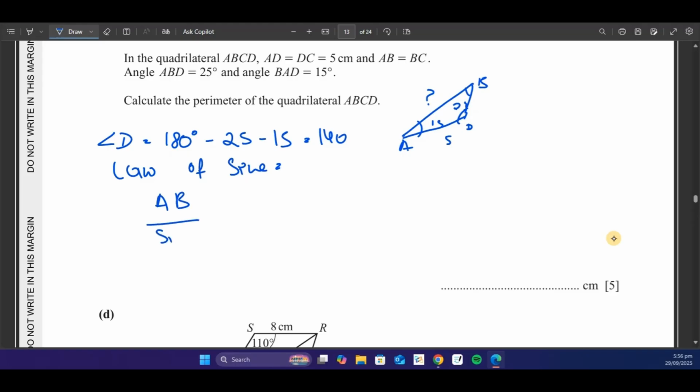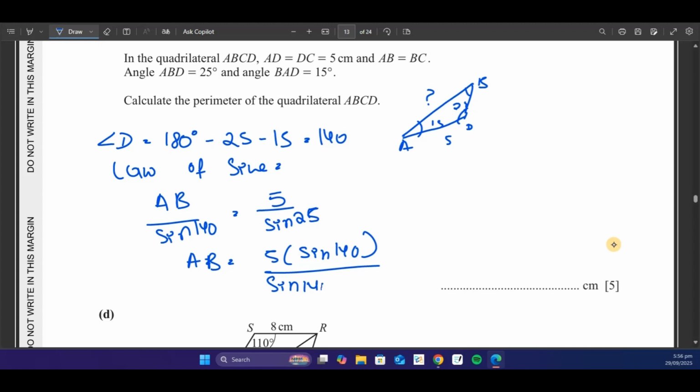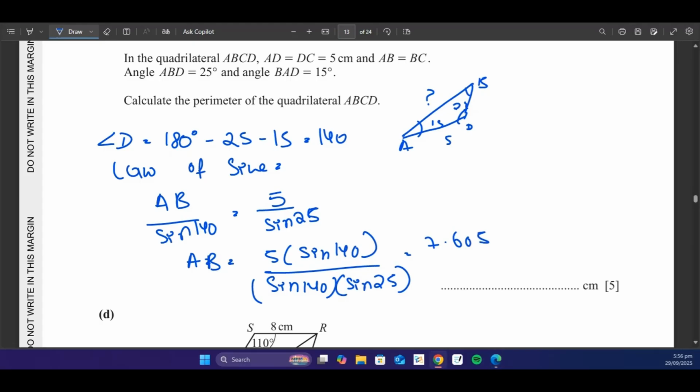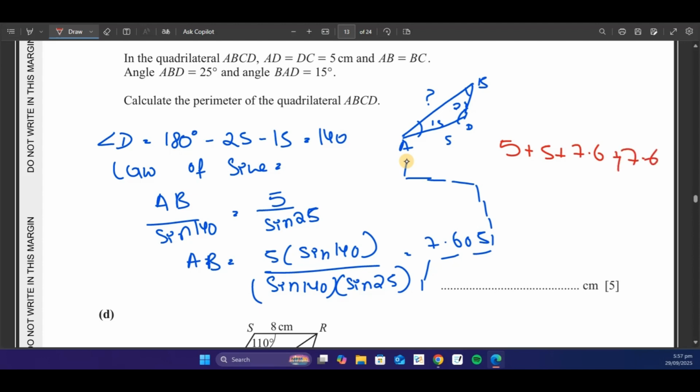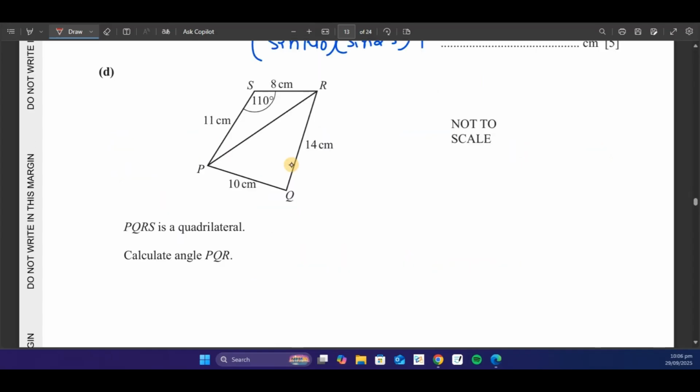So sine rule, that would give us, and then for the perimeter, this would mean 5 plus 5 plus 7.6 plus 7.6. Alright, that should give us 25.21. Alright, part D. So PQRS is a quadrilateral.